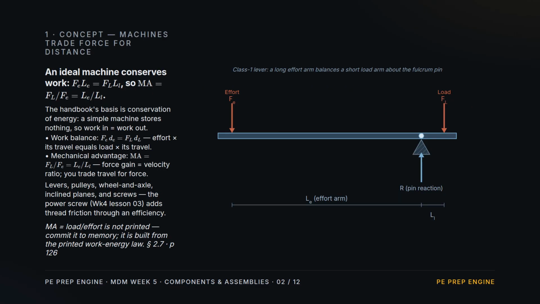Concept 1. A machine trades force for distance. The handbook prints the conservation of energy law. From it, a simple machine that stores no energy gives back all the work you put in. So effort times its travel equals load times its travel, and the mechanical advantage, the force gain, equals the distance ratio, which for a lever is the effort arm over the load arm. A large advantage just means the load moves a shorter distance. You never beat work. The definition itself isn't printed.